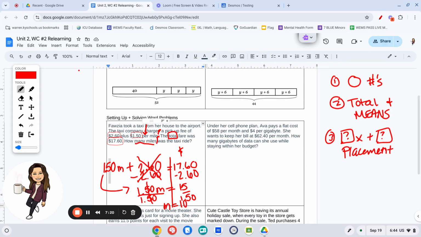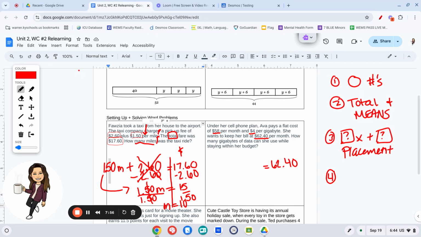All right, next one. Under her cell phone plan, Ava pays a flat cost of $58 per month. So once you start seeing numbers, let's go ahead and circle them. $62.40. How many gigabytes of data can she use while staying within her budget? Okay, so we want to keep our total bill at $62.40. So that's going to be our total, $62.40. She pays a flat cost of $58 per month and $4 per gigabyte.